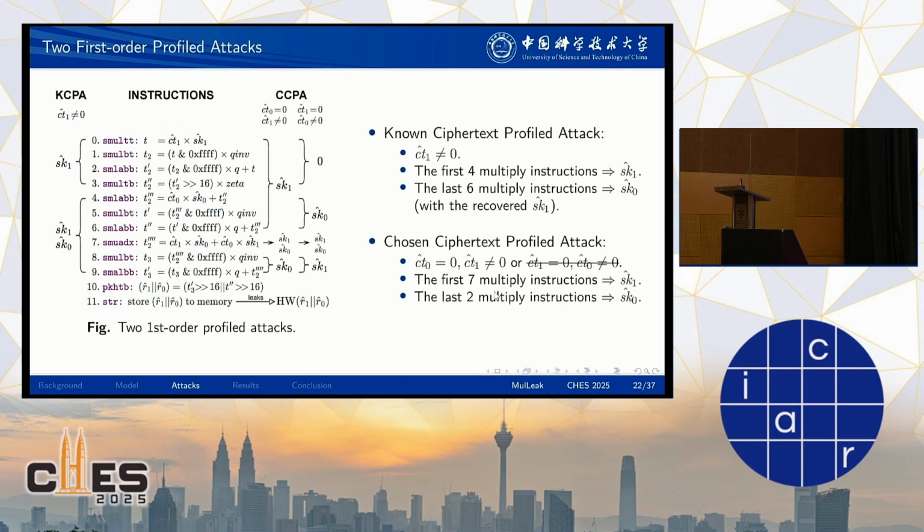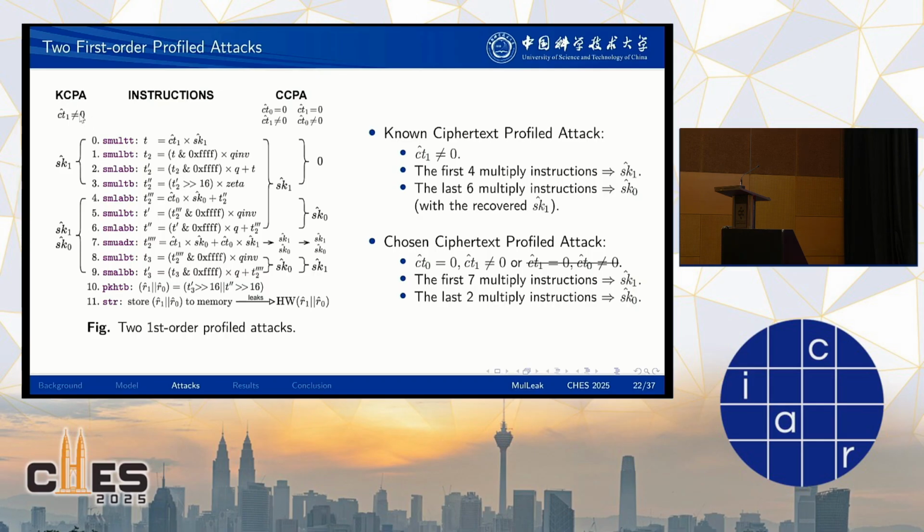Based on our model, we proposed two profiled attacks. The left figure shows our attack methodologies. For the non-chosen-ciphertext profiled attack, NCPA, the first 4 instructions are only related to the secret coefficient SK hat 1, and the following 6 involve both SK hat 1 and SK hat 0. So we utilize the leakage in the first 4 instructions to recover SK hat 1, and then we use the recovered SK hat 1 to recover SK hat 0 based on the following 6 instructions.